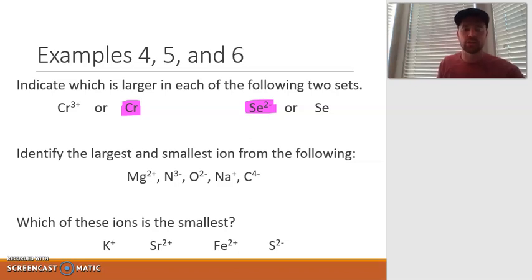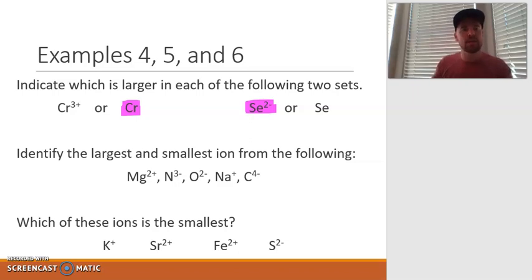In the second question, example 5, it asks you to identify the largest or smallest ion from the following. Now, before I start getting into anything specific, I'm going to take note of where all these ions are located on the periodic table. If I locate magnesium, nitrogen, oxygen, sodium, and carbon, I notice all of those 5 ions are wrapping around the same noble gas, which is neon.